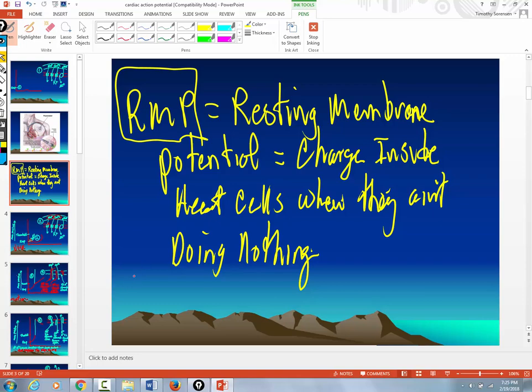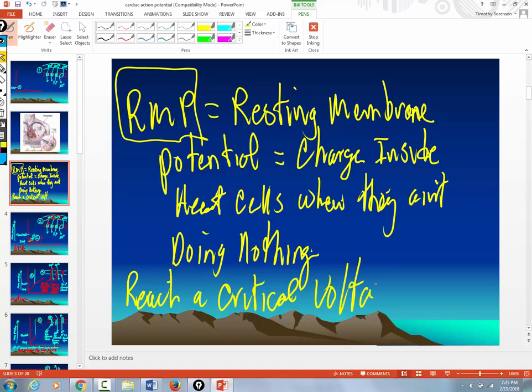Now, in order for a heart cell to produce a particular electrical activity, right, to produce an action potential, to depolarize, that resting membrane potential has to reach a critical voltage. Now, remember, and I'll never forget it, on quiz number 1, I asked you to explain 7 ways that stuff moves into and out of the cell. Do you remember that?